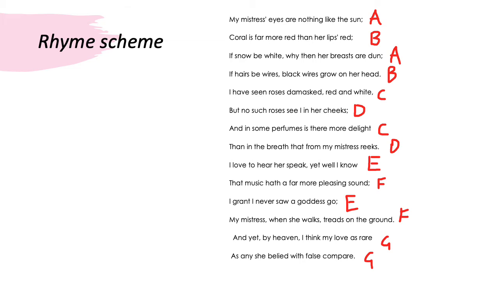Now the last two lines you'll notice are what we call a rhyming couplet. So this is two lines where the end word rhymes, and a sonnet will always end with a rhyming couplet. So the previous lines have had alternating rhymes: A, B, C, D, E, F, G, G. G, G finishes off the sonnet. So that's the rhyme scheme we need to recreate.